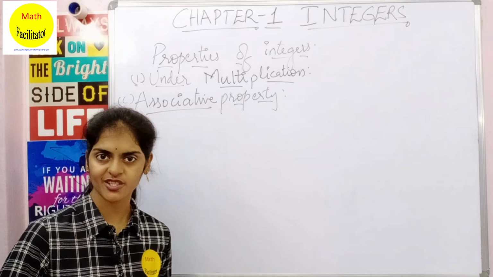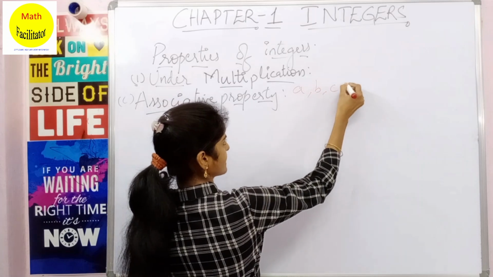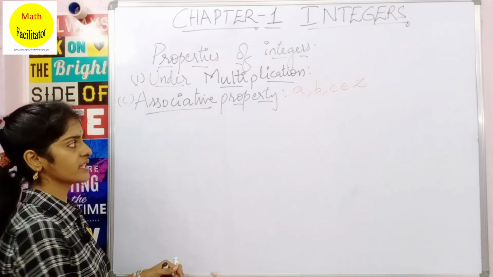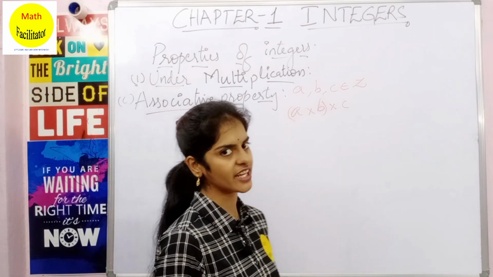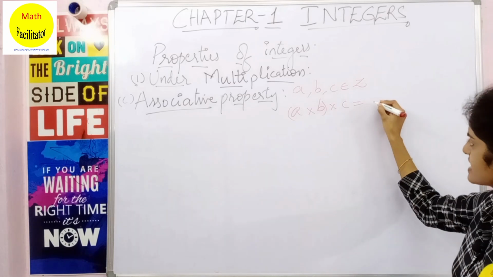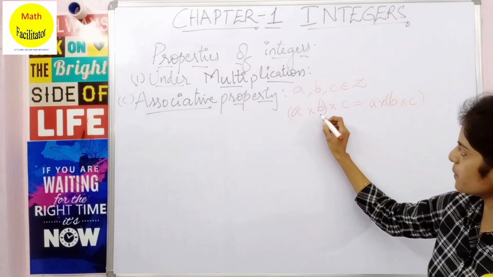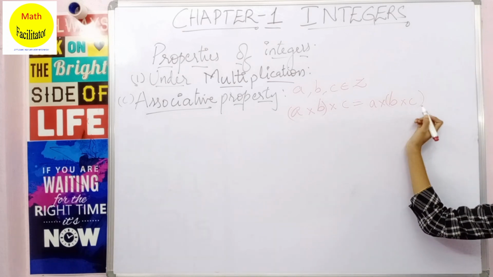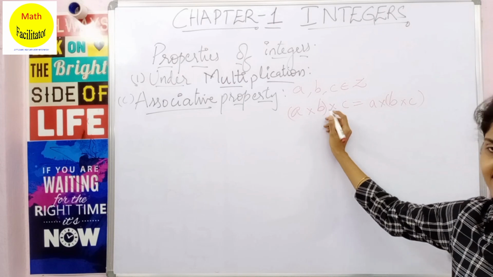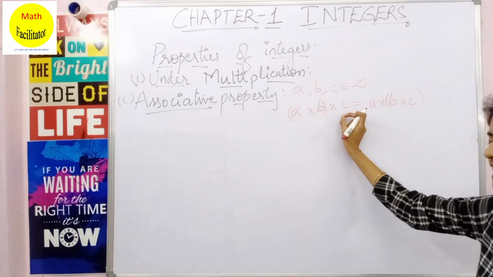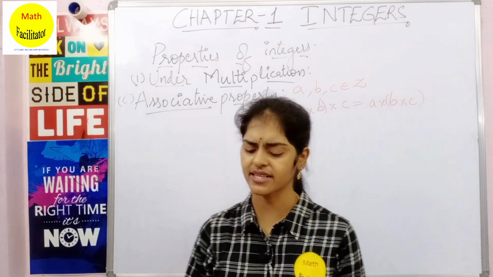Now let us talk about associative property. What is the associative property? If A, B, C are three integers, you should multiply them in any order, but the product you get should be the same. So A into B into C should be equal to A into B into C, with the brackets grouped differently. We have learned the same property for addition. Do you remember? Firstly you solve the brackets and then multiply this product with C. In the other case, firstly you solve this bracket and then multiply this product with A. Let us take some examples.